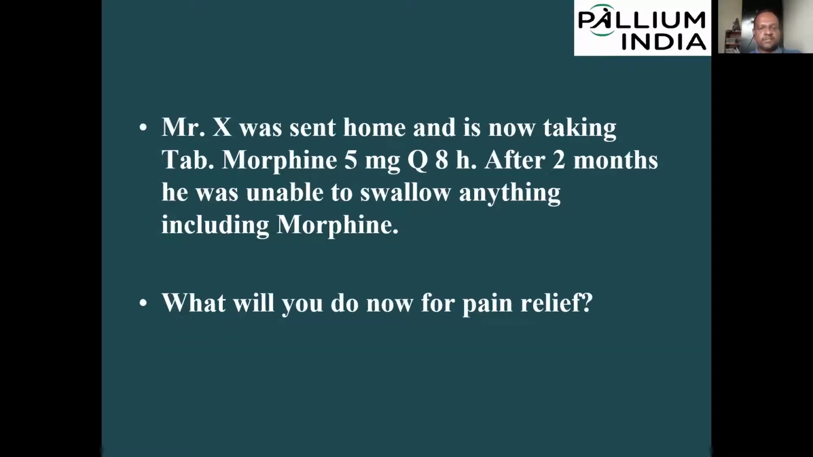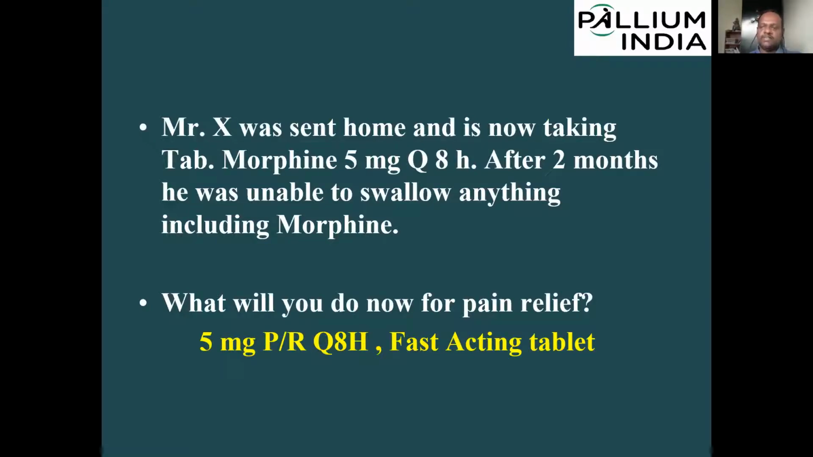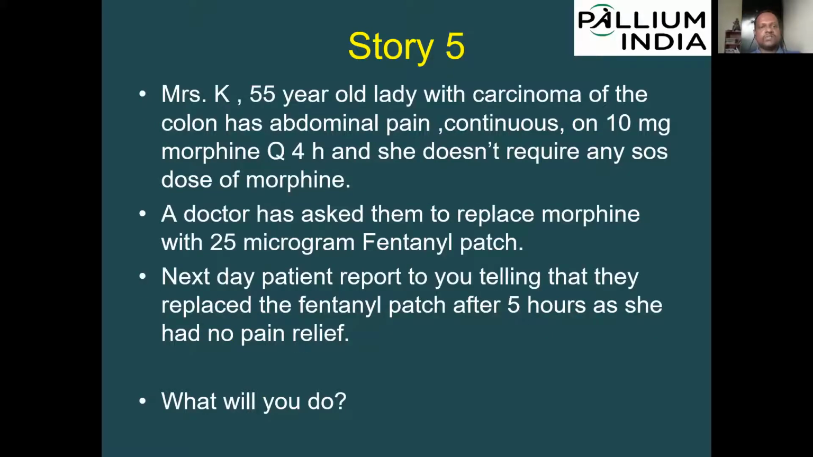So Mr. X was sent home and is now taking tab morphine 5 milligram 8 hourly. After 2 months, okay, which we have discussed, so 5 milligram per rectal 8 hourly. You have to use a fast-acting tablet. So this was the story 5.